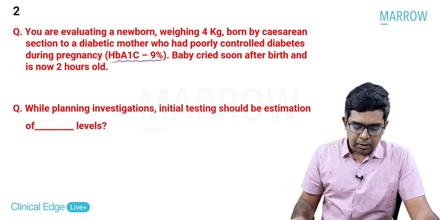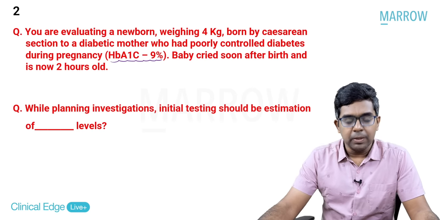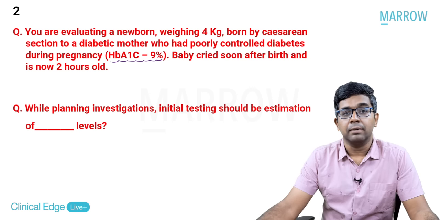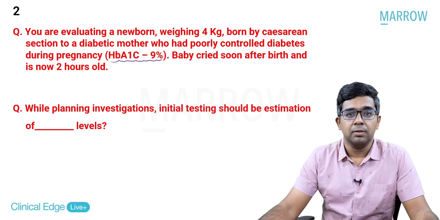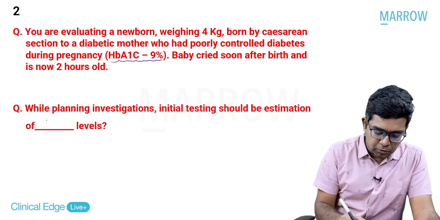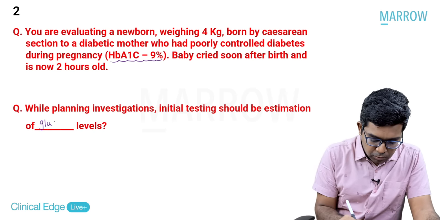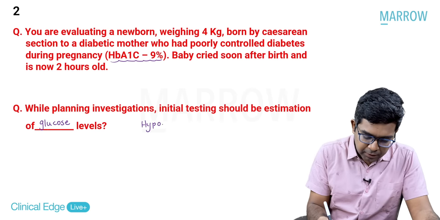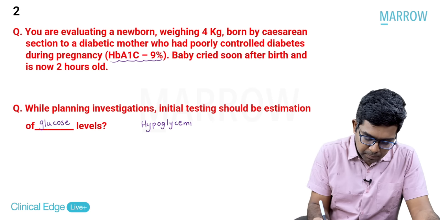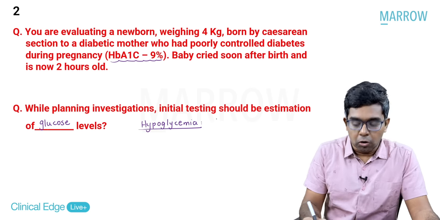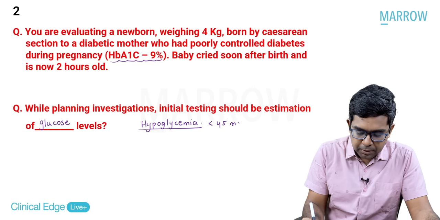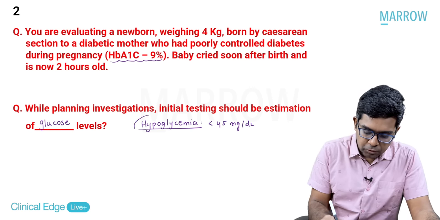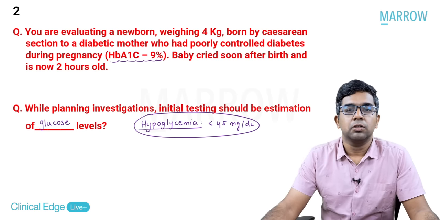Now, while planning investigation, what should be the initial testing? Estimation of what levels is the question. You all know that a baby born to a diabetic mother is always at a high risk of developing hypoglycemia. So the initial testing should be estimation of glucose levels. And hypoglycemia is defined as a plasma glucose value of less than 45 milligrams per deciliter. This is an important number for you to know. What is the definition of hypoglycemia?